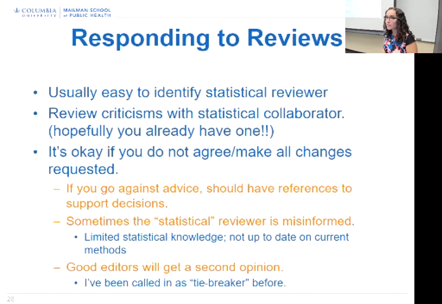Start by reviewing the criticisms with your statistical collaborator. Hopefully you already have one, right? So hopefully this is not the point where you're going and finding a statistician to work with. You don't have to make all of the changes that the reviewer suggests. If you are going to go against their advice, be respectful and try to provide references for why you're doing what you're doing. The statistician isn't always right.